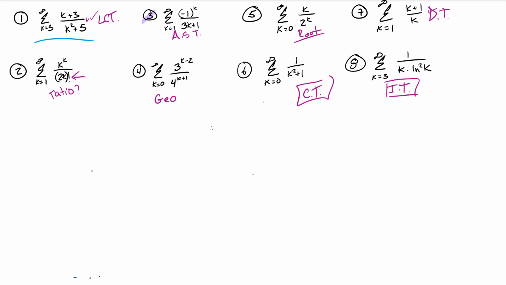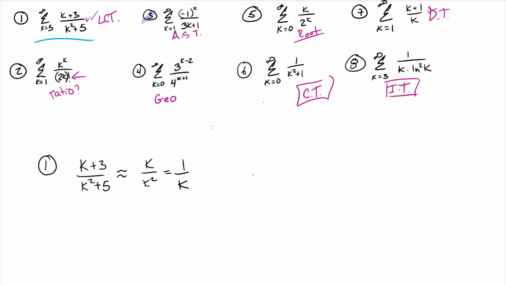I'm going to make one long video. You can pause it. You can go do something else. So let's see if this is going to work. So number 1. All right, oh shoot, that's the limit. So we're going to want to take our k plus 3 and our k squared plus 5 and go, that's kind of like k over k squared, 1 over k.